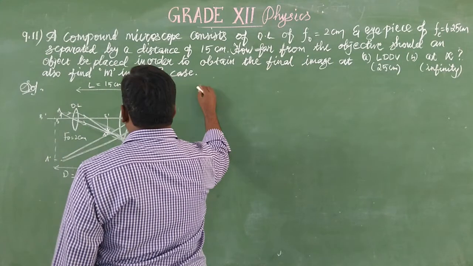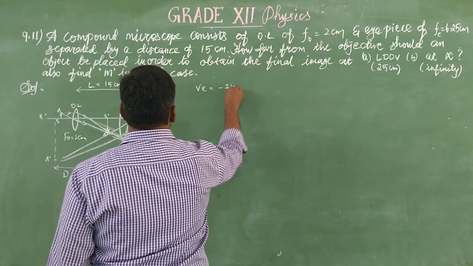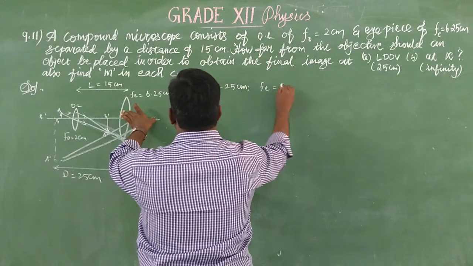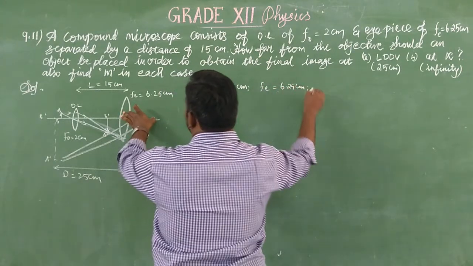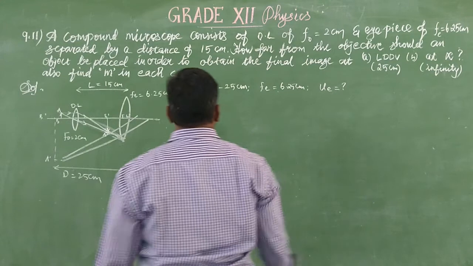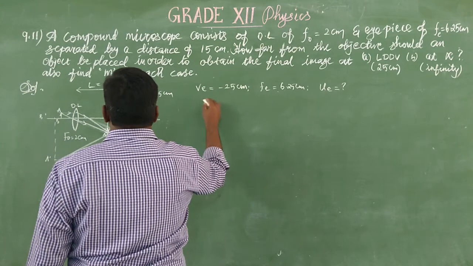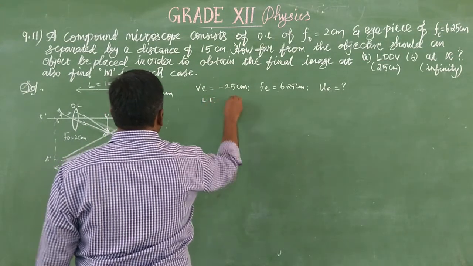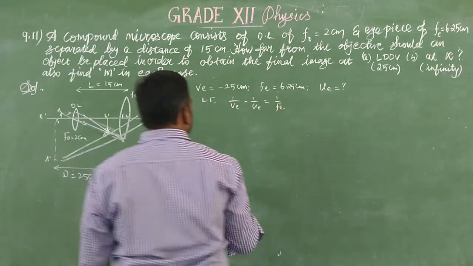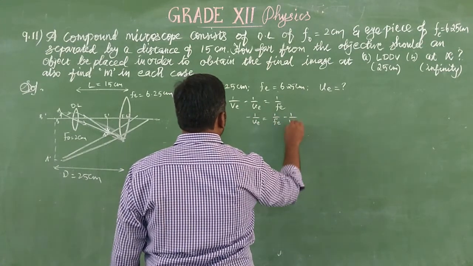Here, the image distance is given, that is the least distance of distinct vision, 25 cm, and the focal length of the eye lens is 6.25 cm. We want to find the object distance of the eye lens. To determine it, we know the lens formula: 1 by VE minus 1 by UE is equal to 1 by FE. So substitute all the values. Minus 1 by UE is equal to 1 by FE minus 1 by VE.